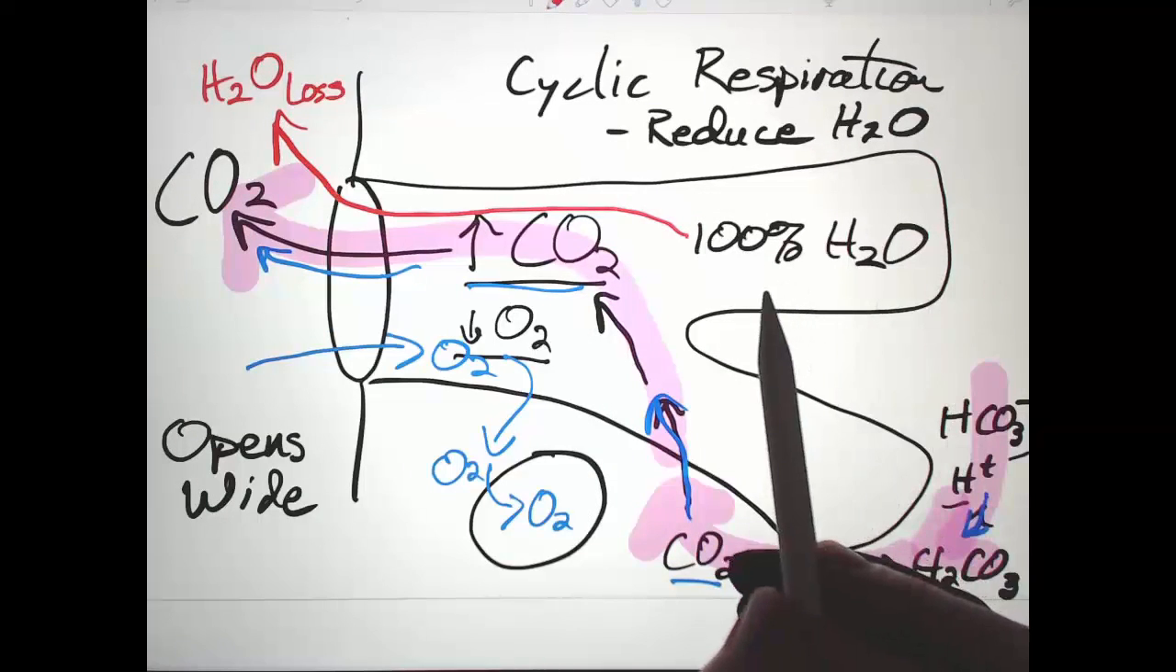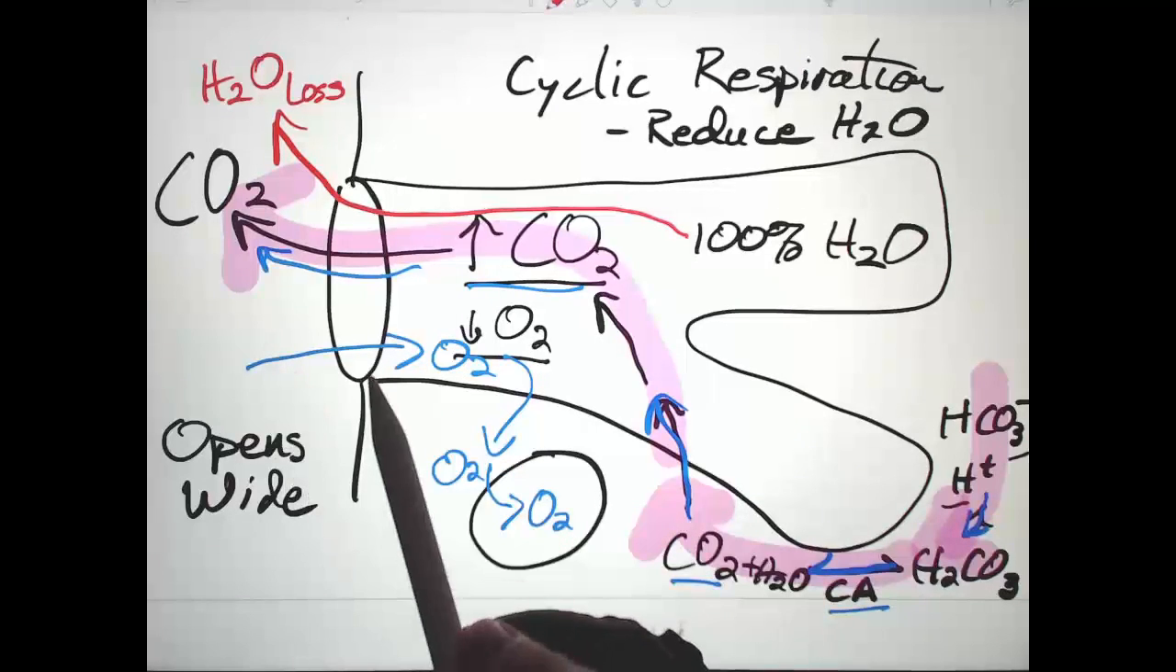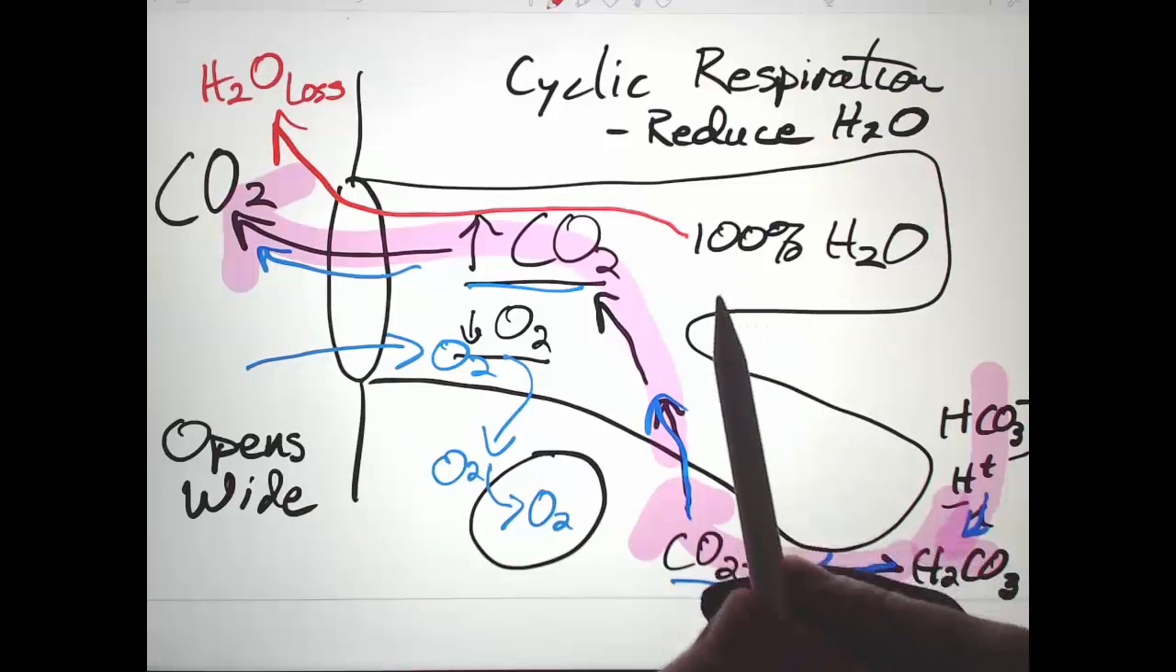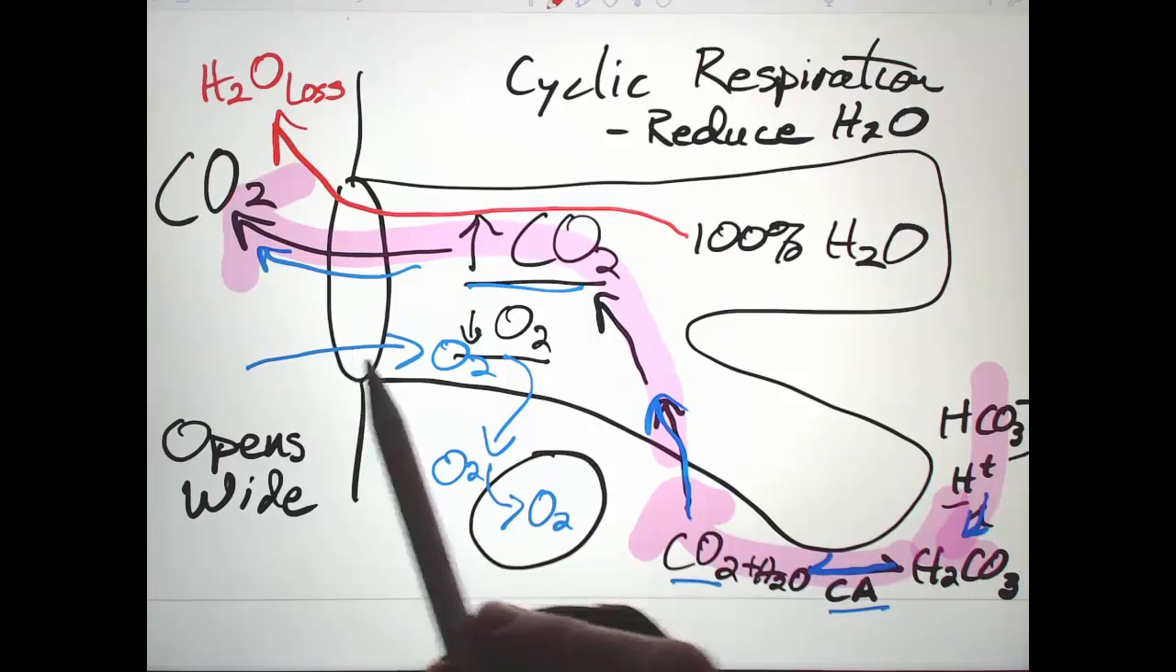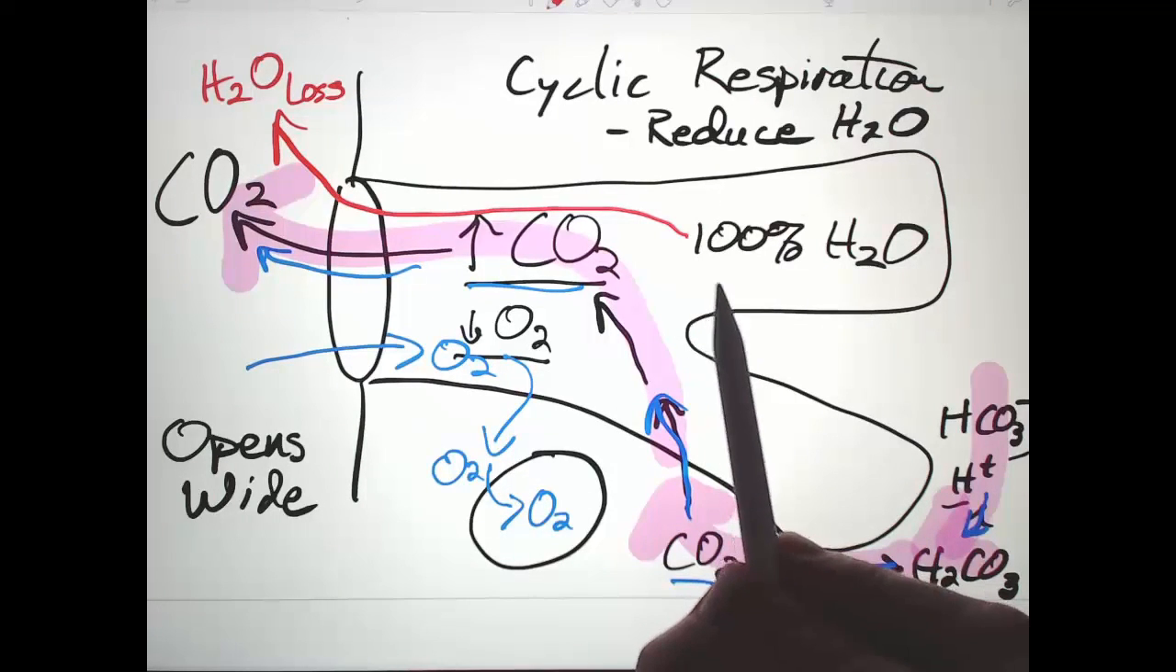So imagine that an insect, instead of having its tracheal system open all the time, may have its tracheal system open only 10%, 5%, even less than that. It cuts its water loss down to 10% or 5% or even less than that.